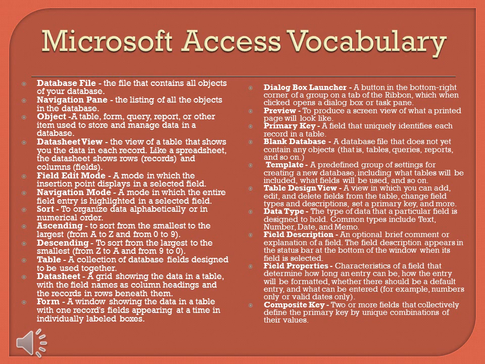We have a database file, and that's a file that contains all objects of your database. And then you have your navigation pane. This is a listing of all the objects in your database. You have an object, which is a table, a form, a query, a report, or other item used to store and manage data in a database.